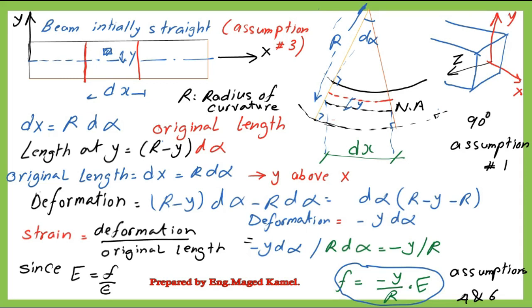This is the strain. So the stress F equals the strain multiplied by Young's modulus of elasticity. It means that F will be minus y over r multiplied by E. And this uses assumption 4, that the Young modulus of elasticity is the same in the case of tension and compression.